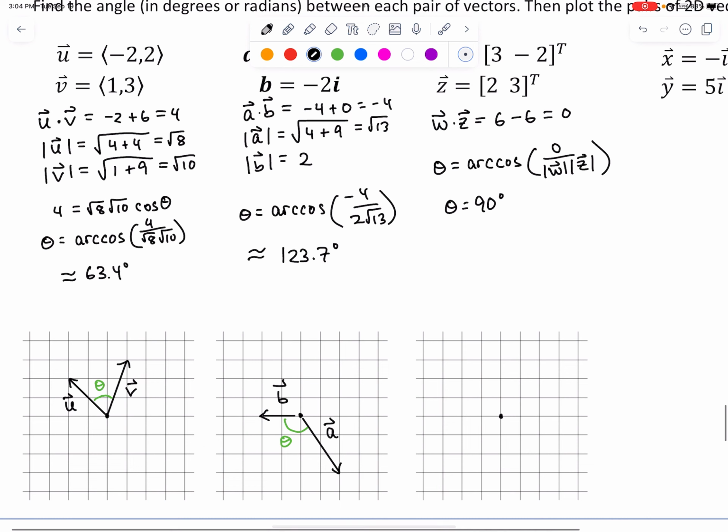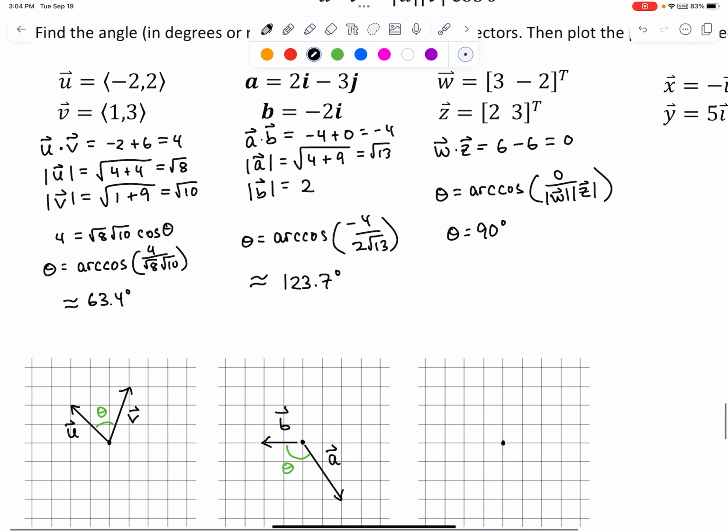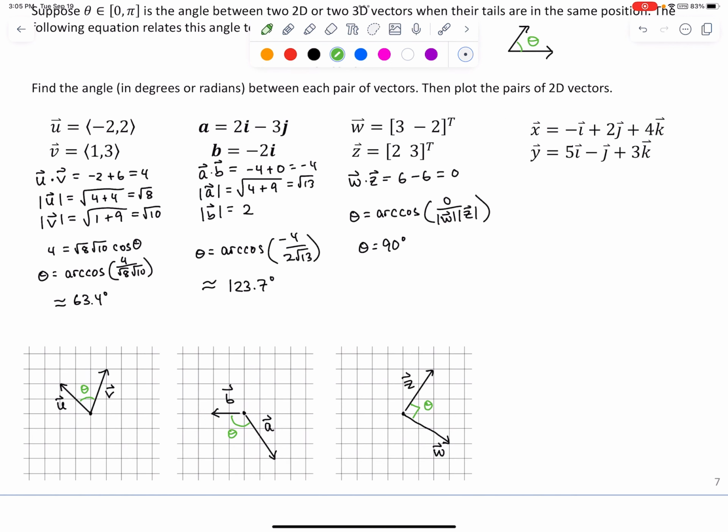Plotting these two vectors, vector w is 3 to the right, 2 down. Vector z is 2 to the right and 3 up. And theta is a right angle in this case. Now, if you recall from trigonometry, the inverse cosine is a function that has a limited range. It will only output angles between 0 and 180 degrees, which is exactly the range that we want for theta in the first place. Thus, we will never need to adjust our calculation of arc cosine in order to get a correct angle given the context.